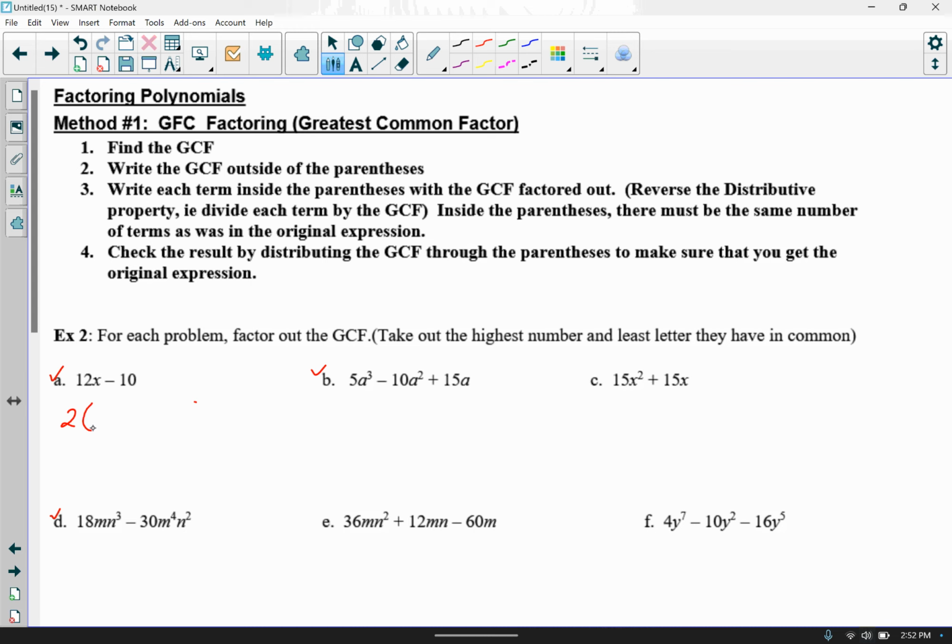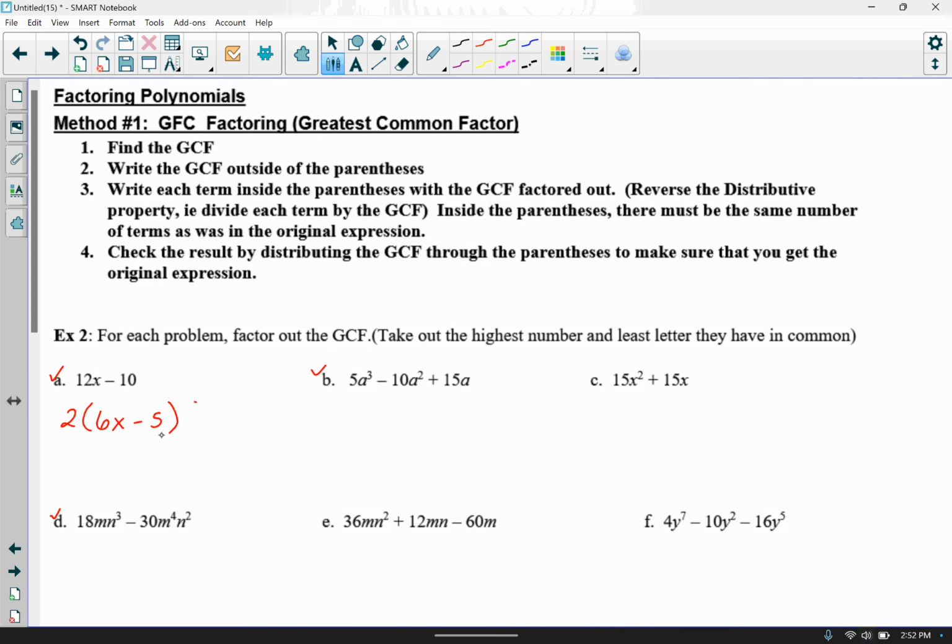So I pull out a 2, and then now I'm basically undoing distributing. So I'm asking myself, 2 times what gives me 12? That'd be 6x. 2 times what gives me 10? That'd be my minus 5. So that now if I do distribute, I get this back. Or in other words, another way to say this is that they both had a 2 in common, so go through and divide both of those terms by 2.